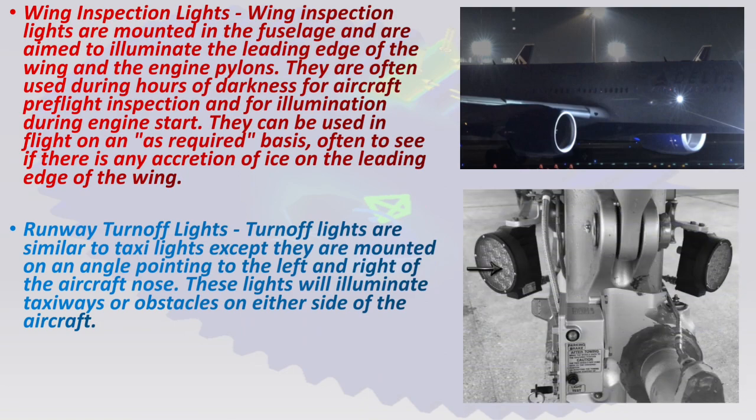You can see in this picture these are runway turn-off lights. As we know, the taxi light is pointed in a straight line. So to exit the runway, runway turn-off lights are used. They light up the runway exit and turn onto the taxiway at a wider angle.